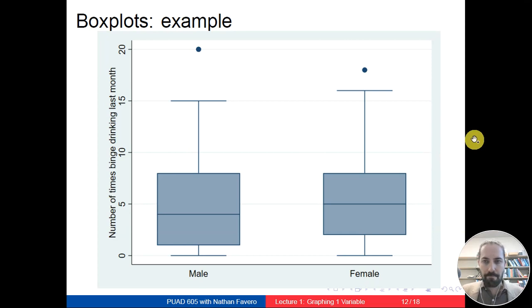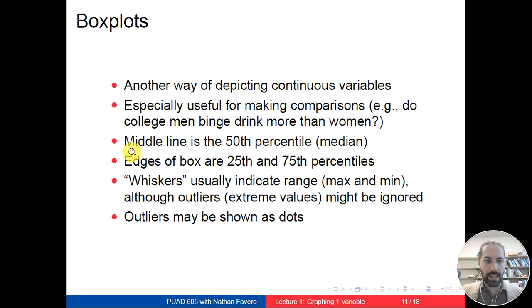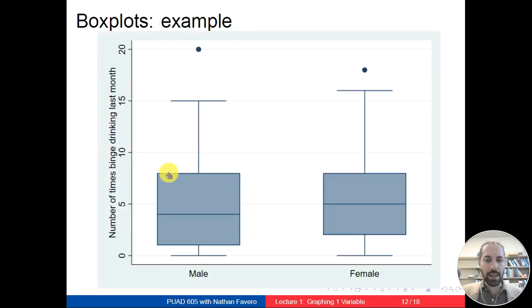So, that's an example of a box plot. Let's read a little bit more details on it. Like I said, the middle line is going to be the 50th percentile. The edges of what's called the box are going to be the 25th and 75th percentile. What do we mean by the box? This region right here, the part that's colored in with blue, right? So this is the box, this is the box.